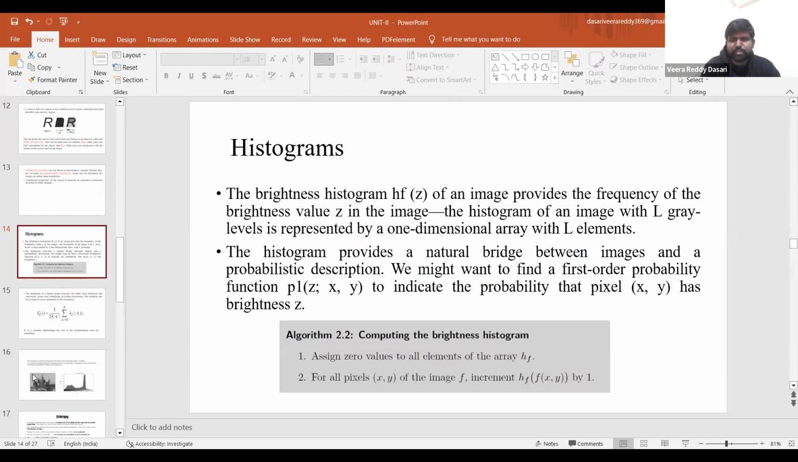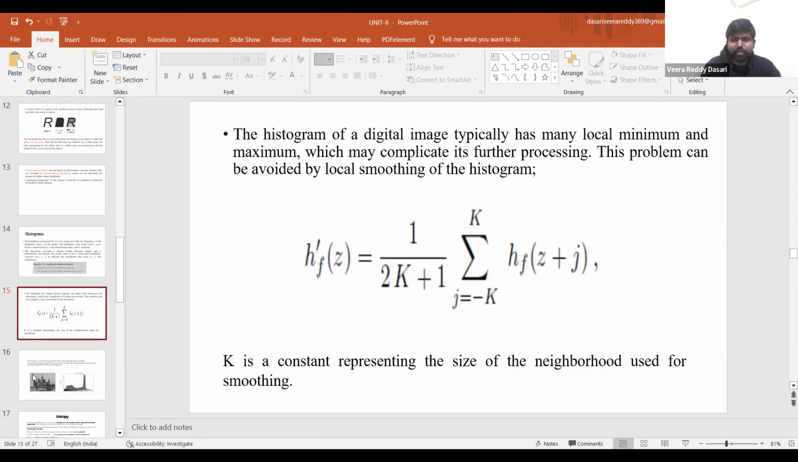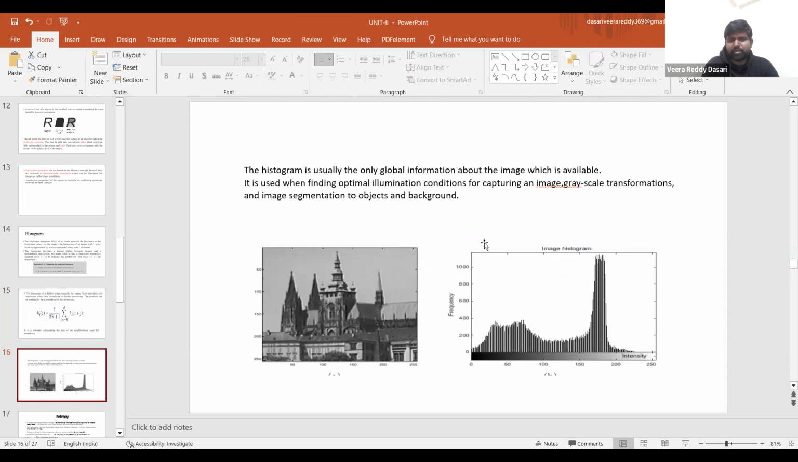So histograms, you can add these points. If possible, I will add these slides in the image. If you can understand this, you can also try to explain. The histogram of a digital image typically has local minima and local maxima, which may complicate further processing. So this can be avoided using smoothing of the histogram. You can write the formula if you wish. And this is how you convert an image into an image histogram. The image is a grayscale image. You're converting it into a histogram using the frequency and pixel intensity levels.